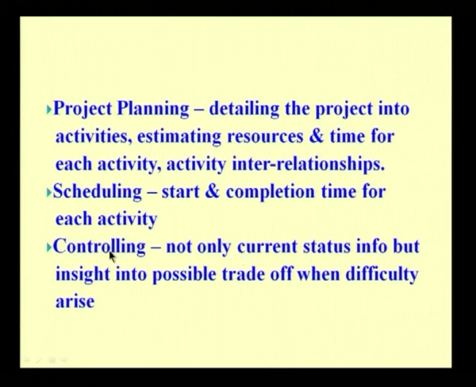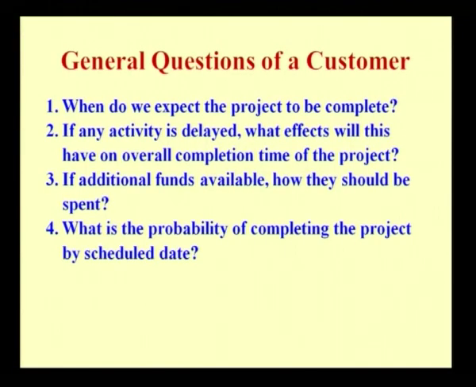The last point is about controlling. This controlling not only mentions the current status information, but also gives insight into possible trade-offs when difficulties arise. In case of certain risk factors, in case of certain delays because of certain reasons, what will be the trade-off when I am about to complete this 2 or 3 weeks late. At that particular juncture, we will address controlling.